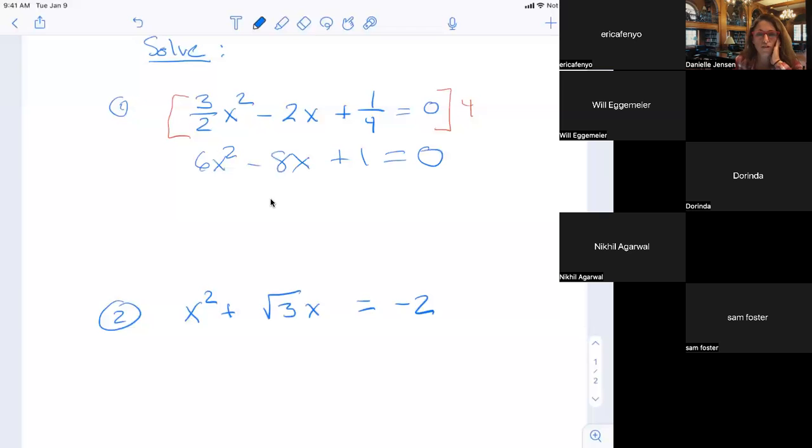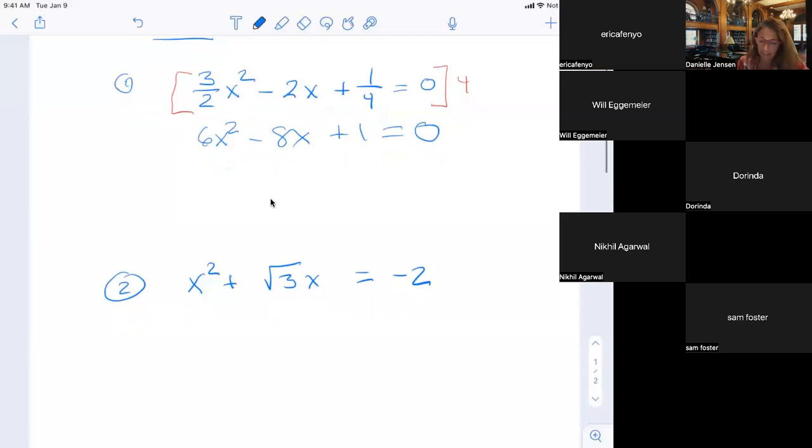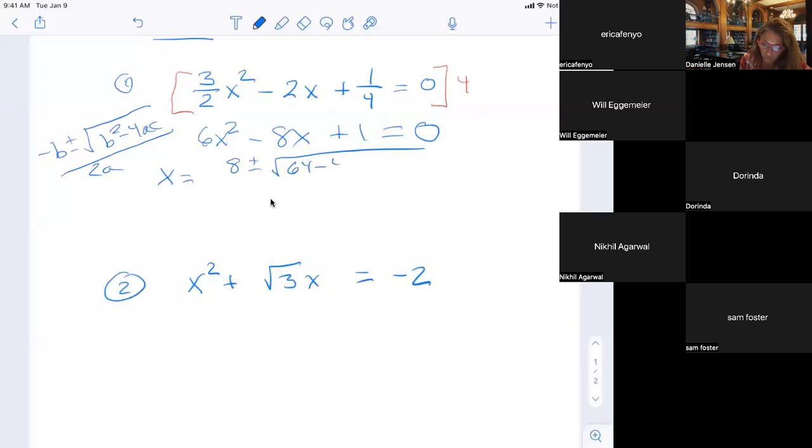So then what do you guys prefer to do if you can't factor something to solve? Quadratic formula. Yeah, that's exactly what I would do. Quadratic formula is negative b plus or minus the square root of b squared minus 4ac over 2a. So doing that, I get 8 plus or minus the square root of 64 minus 4 times 6 times 1, over 2 times 6. The thing that people often mess up is the simplifying process, so make sure we don't incorrectly cancel things out.